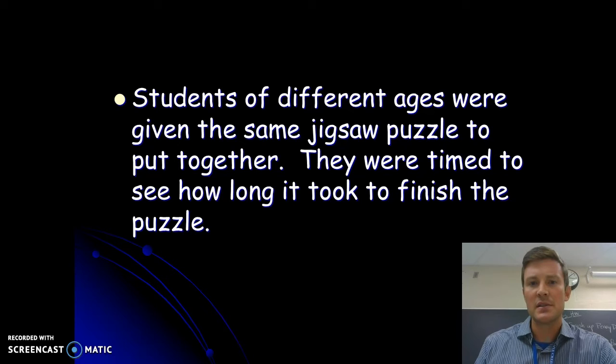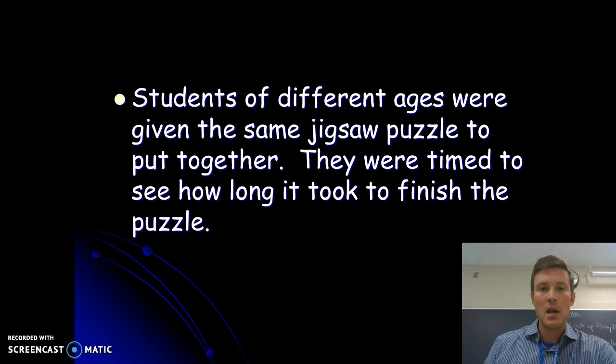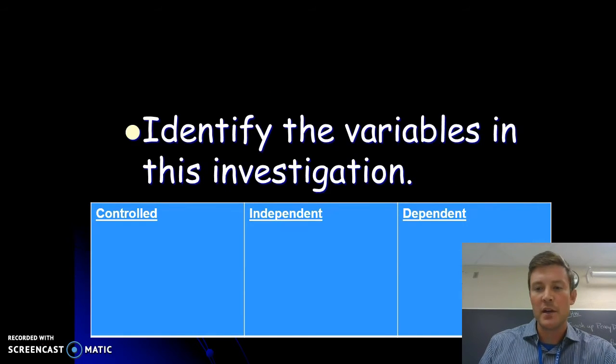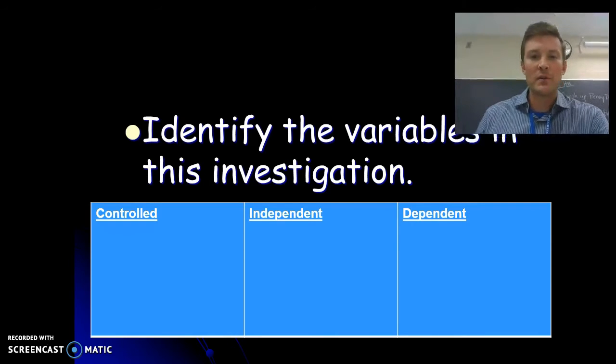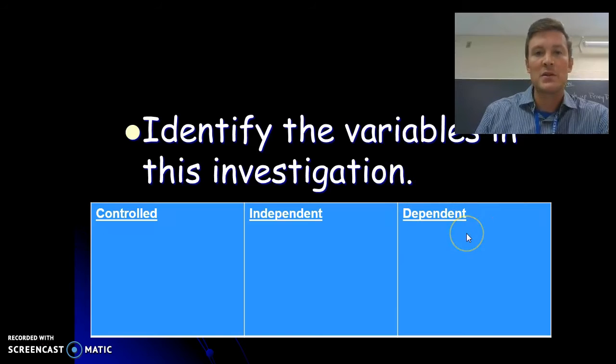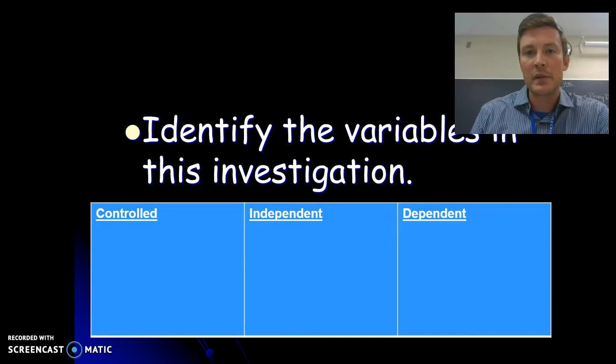For example, it says students of different ages were given the same jigsaw puzzle to put together. They were timed to see how long it took to finish the puzzle. So the variables in this one... Actually, hold on. I like to start with the independent variable, or the manipulated variable, first. The part that we're changing on purpose would be the age of the students. The dependent variable is our data that we're looking for, what we're measuring, and that'd be the time that it took them to complete the puzzle.